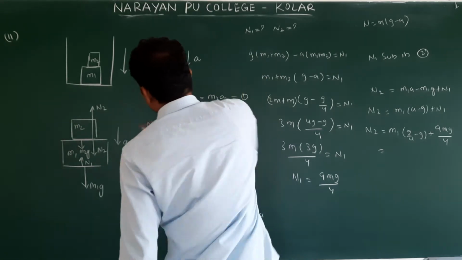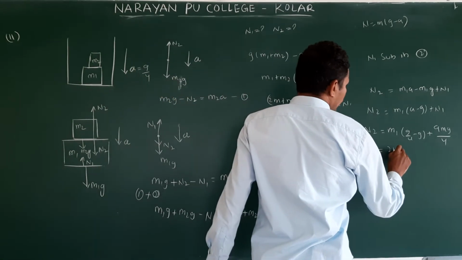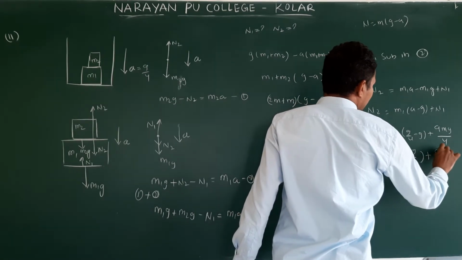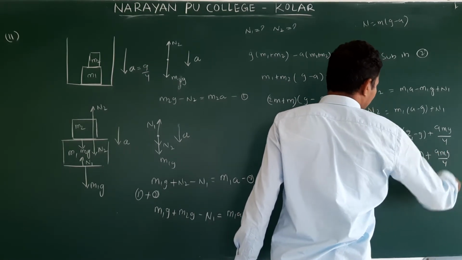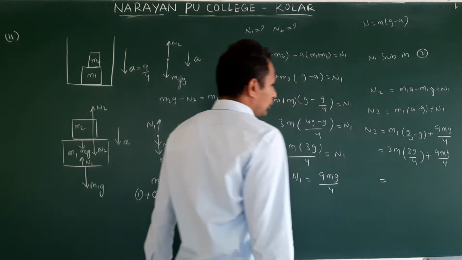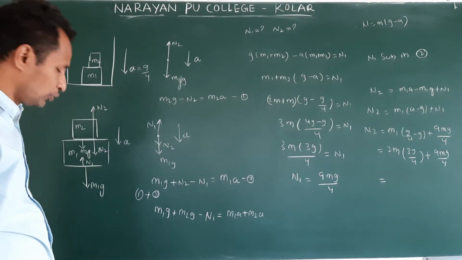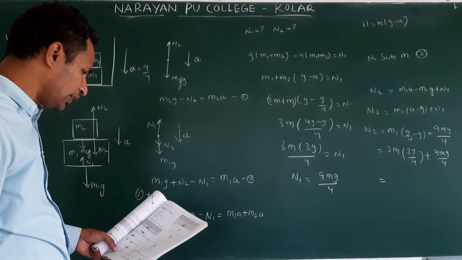M1 we taken as 2M. So 2M, again this is 3G by 4 plus 9 mg by 4. Clear? 6, 15, do it, then you will get the answer.